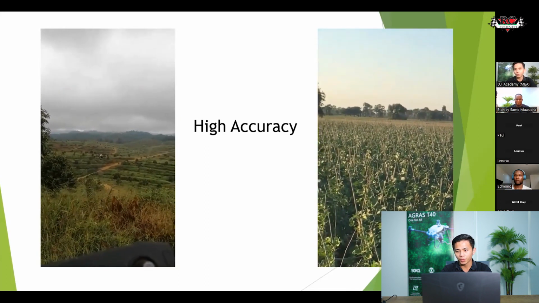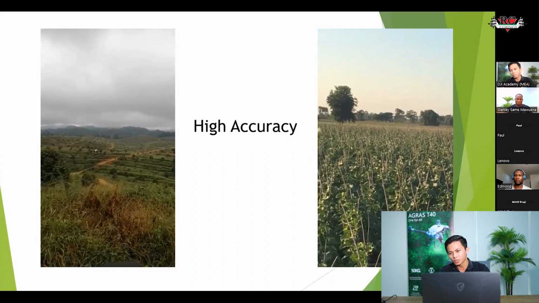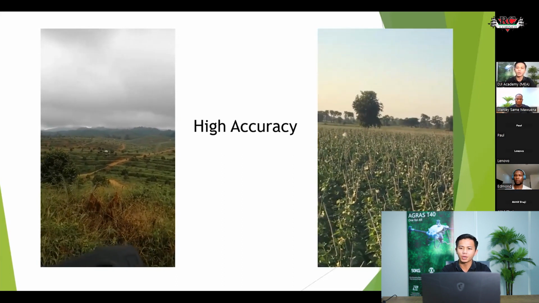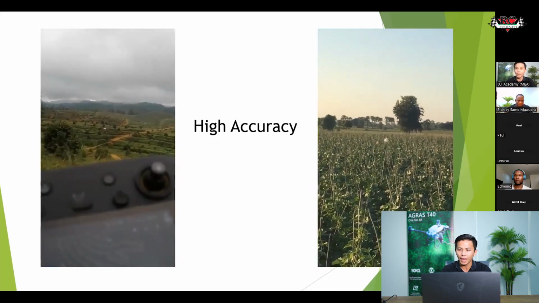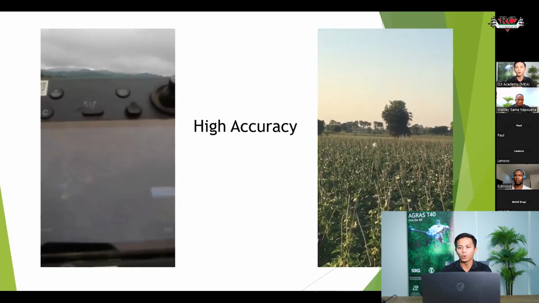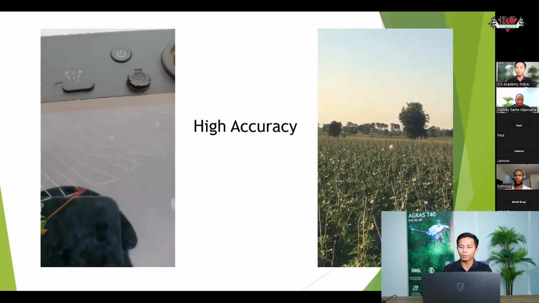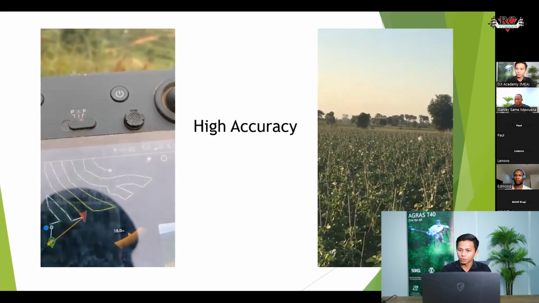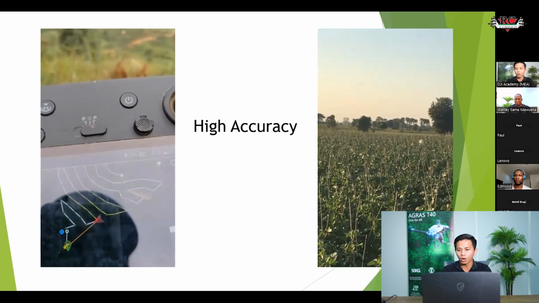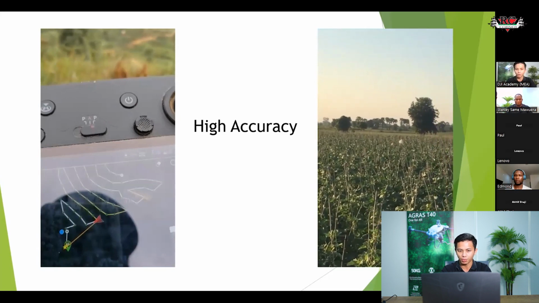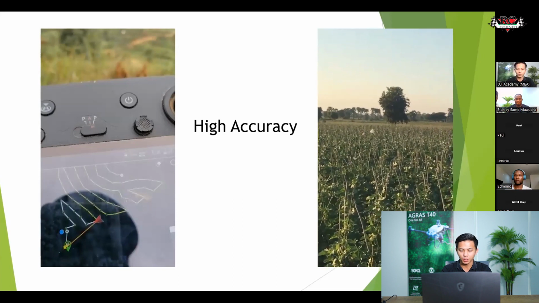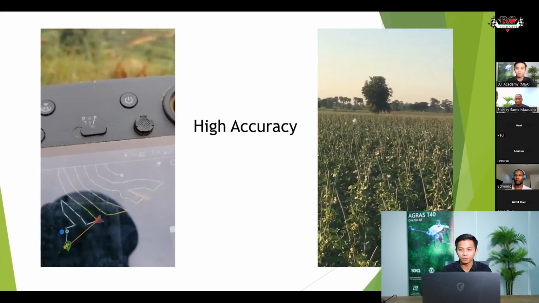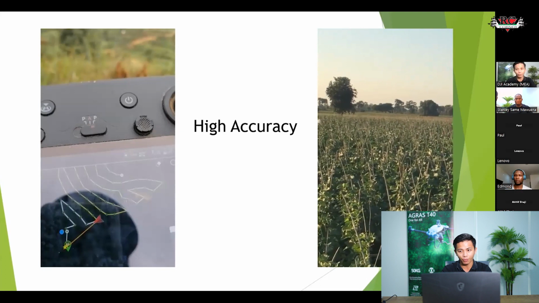Because as we all know, overdose and underdose are a big issue in agriculture. If you underdose, what could happen? Your pest resistance level will increase. If you overdose, your crops will be damaged by chemicals, and it is also not cost effective. The drone will also save you time because of the coverage.